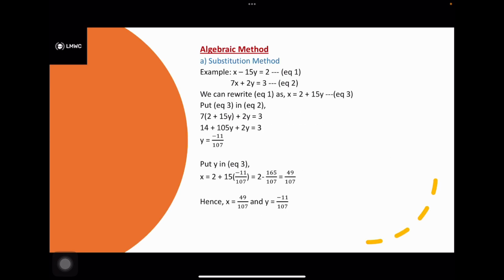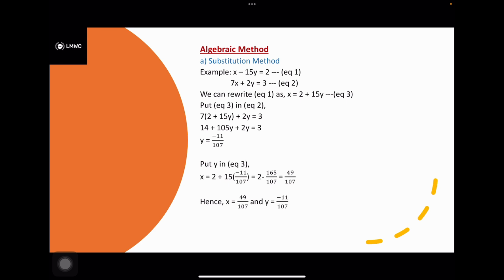So the second method is the algebraic method. Based on this year's syllabus, we have two different methods under the algebraic methods. They are the substitution method and the elimination method.